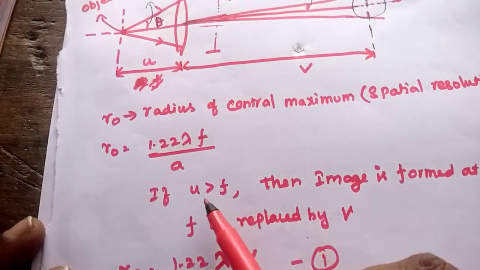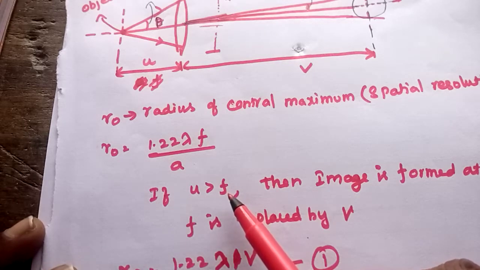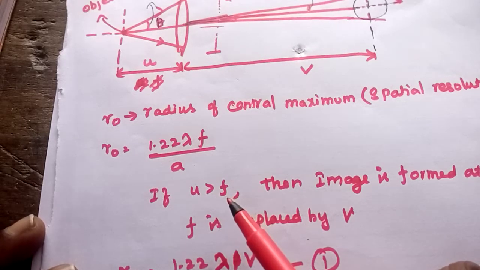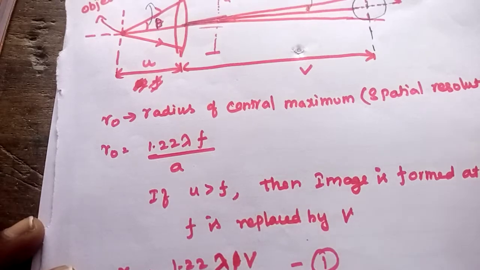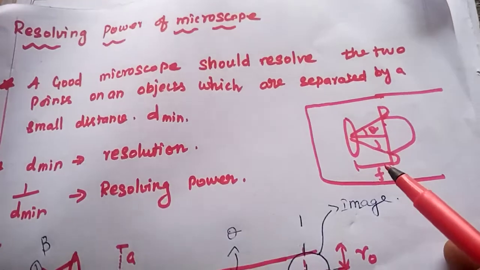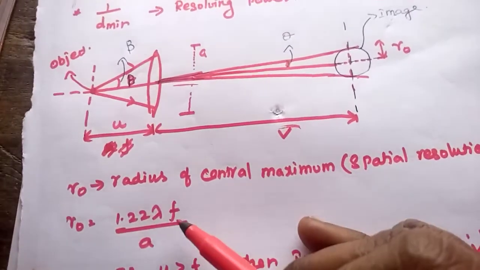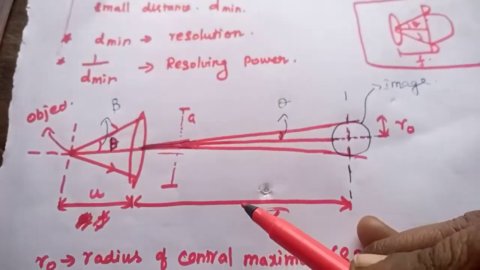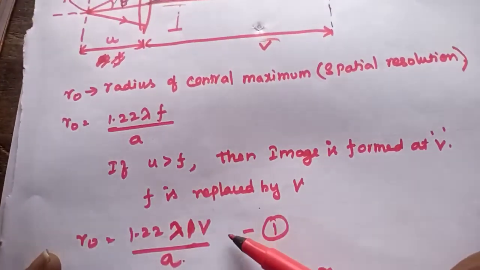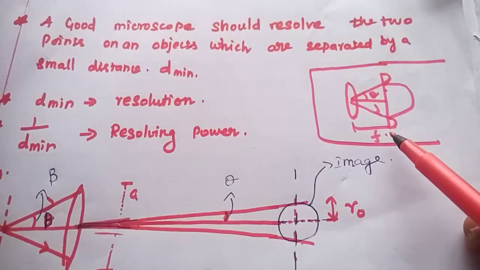Suppose the value of u is greater than f. If u is equal to f, you will definitely get the image at infinity, but here the object distance is greater than the focal length. So in this case we calculate the image distance as v. In the previous case, in the case of the resolution, we marked the image distance as f, but in the place of f we have to replace it. Here the image distance is represented by the symbol v, so f is replaced by v. In the diagram we took the image distance as f in the case of resolution.